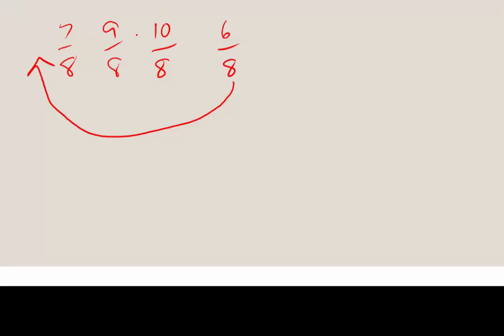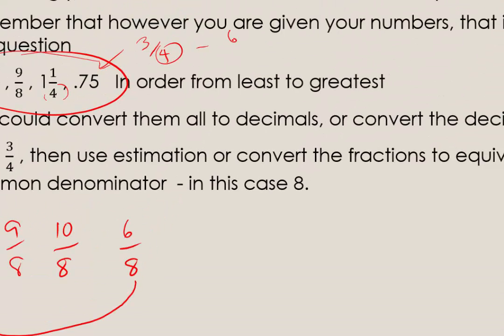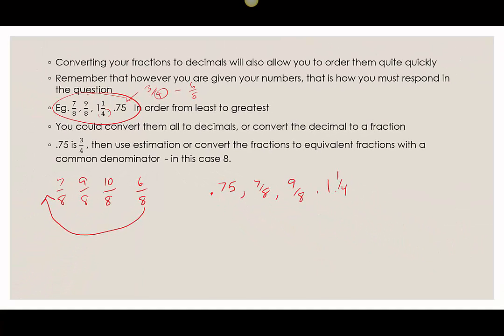But then when we were to write this on a test, because this 3/4 is now 6/8, we would write this from smallest to biggest as 0.75, 7/8, 9/8, and 1 1/4. Okay, so that's how you would answer that, even though you converted it.